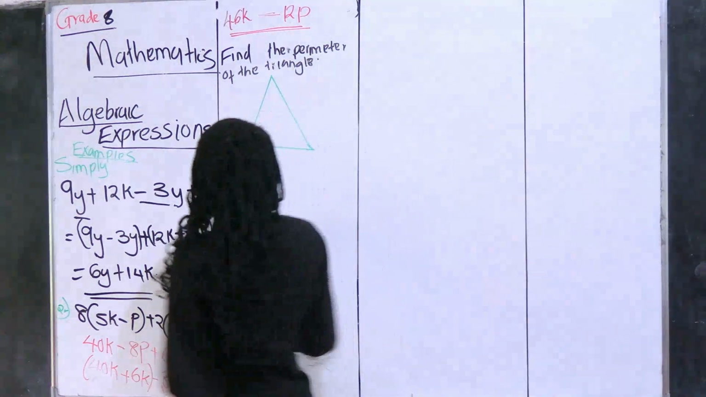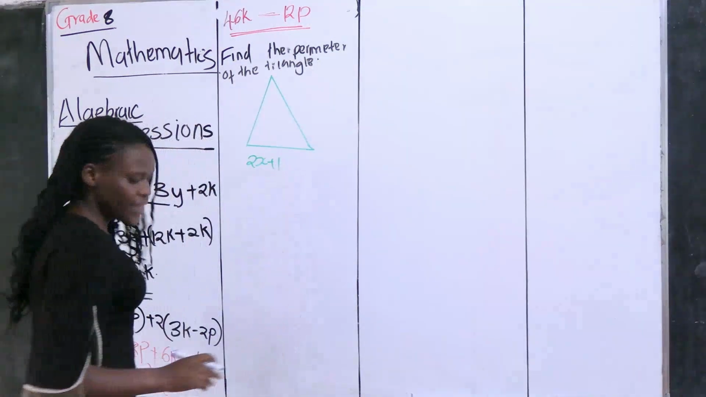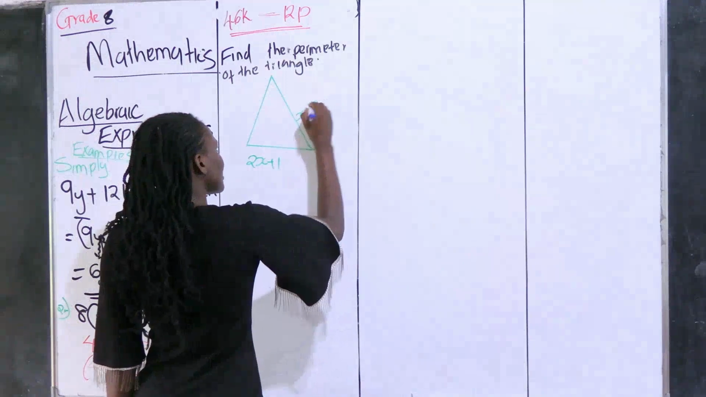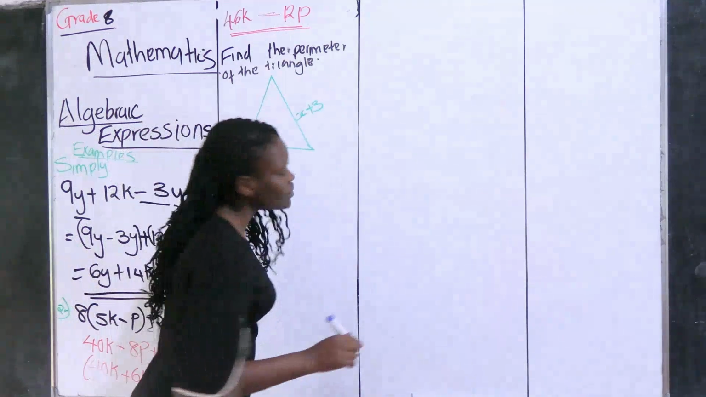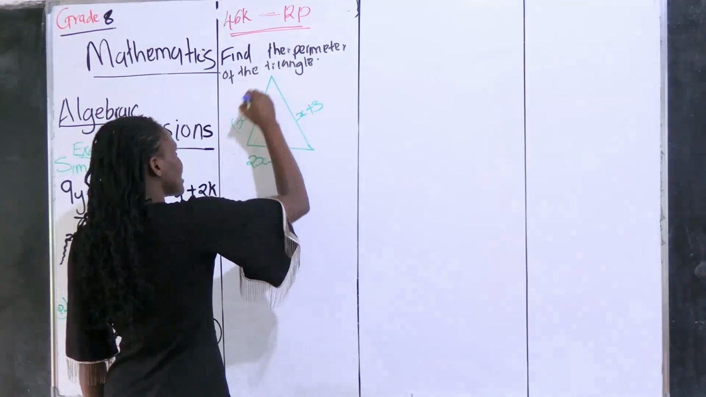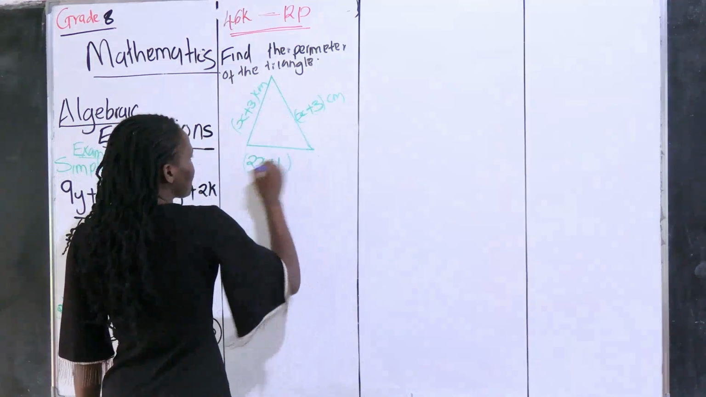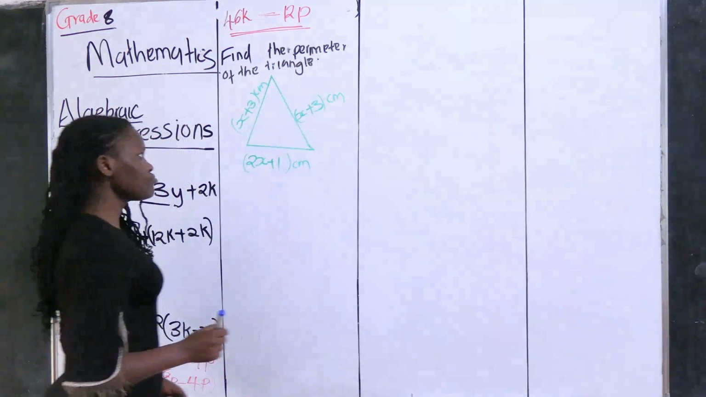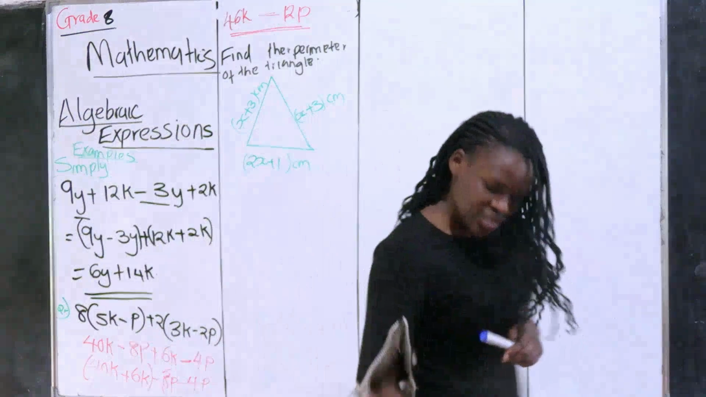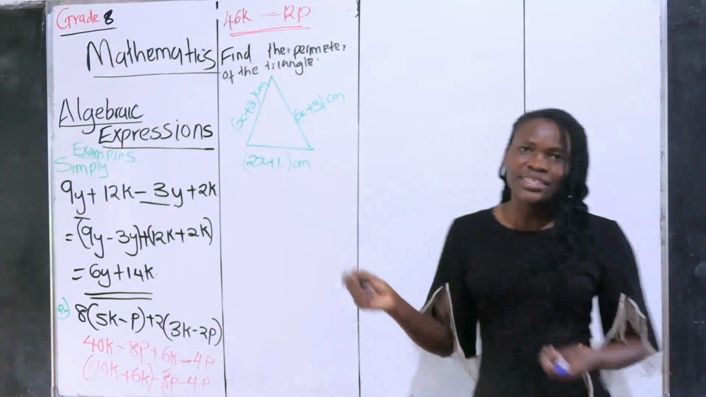On this side we have 2x plus 1. And on the other side we have x plus 3. And this side we have x plus 3. All these are in centimeters. So that is the triangle, and we want to find out the perimeter.